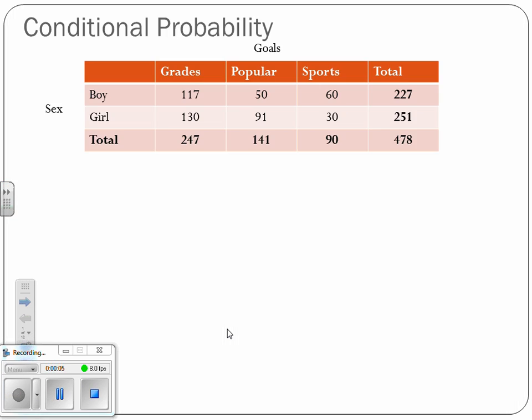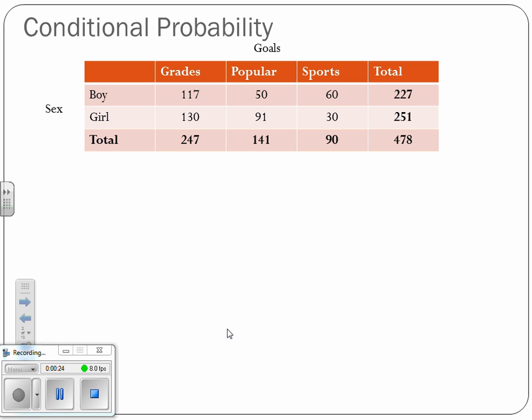So a little bit more advanced probability here. We're going to get into conditional probability. So let's take a look. Here's a situation. A school does a quick survey on the focus of boys and girls being in school, whether their focus is grades, popularity, sports, and comes up with these totals.